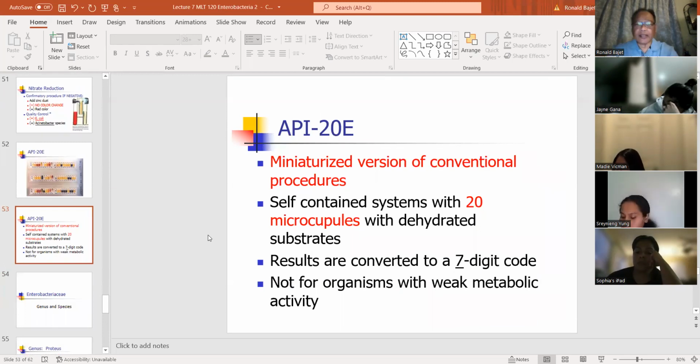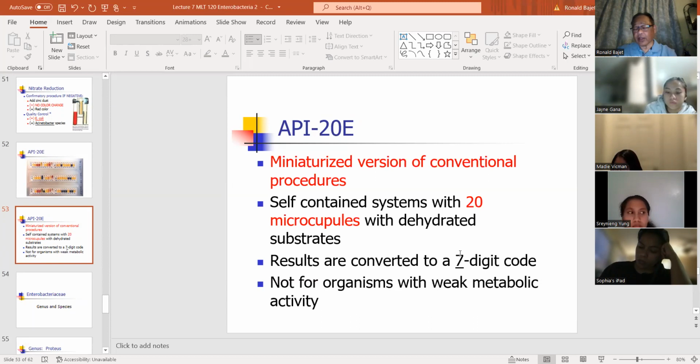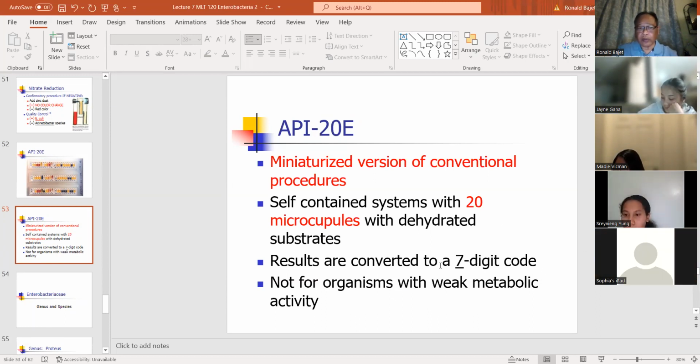Okay, that's the API strip where you actually generate a 7-digit code. The 7-digit code that we generate, and I can give you the procedure for doing it, will correspond to a particular organism, and it'll tell you from the database your percent confidence on whether or not that's E. coli, Klebsiella pneumoniae, etc. You have to have greater than 99% confidence, or 95%. It'll tell you the confidence from the program that you enter the 7-digit code in. So this is a pretty good system. It can be a little bit expensive, but it's a pretty good identification system.